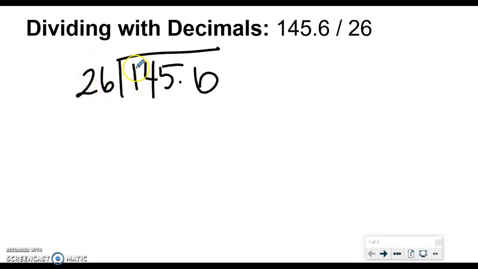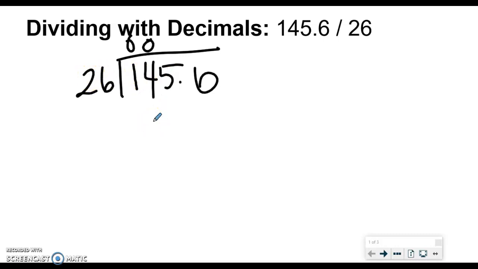Can 26 fit into 1? And we know the answer to that is no. So you can put an X here, or I usually put a 0. Okay, can 26 fit into 14? And we also know that the answer to that is no, right? 14 is smaller, so I'm going to add another 0. The next question, we're moving out to the 5, is can 26 fit into 145? And I know that the answer to that is yes, but the question is how many times?